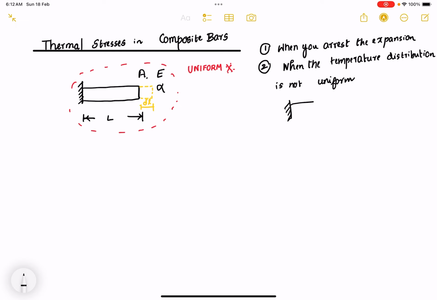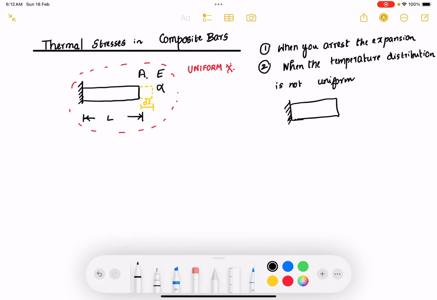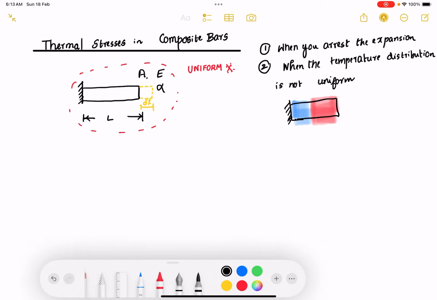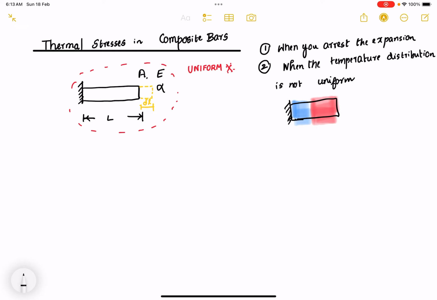I can represent that symbolically like this. Just imagine you have a bar. Let us say that the left side temperature is low compared to the temperature on the right side. The red here indicates that the temperature is high, greater. So you can see that the temperature distribution is not very uniform. In these cases, there will be thermal stresses, okay?